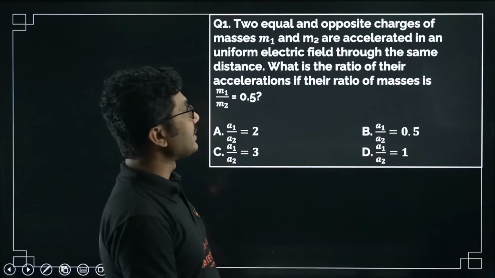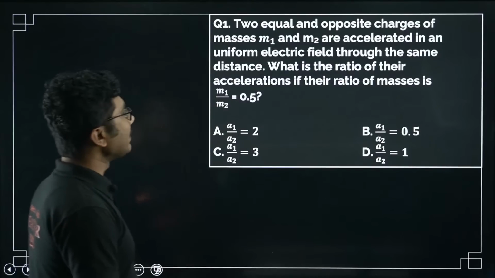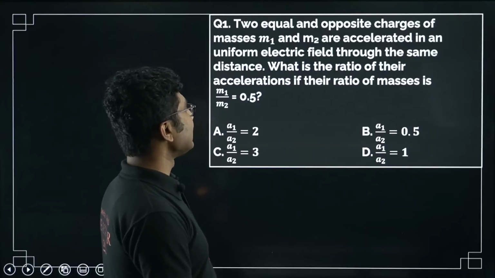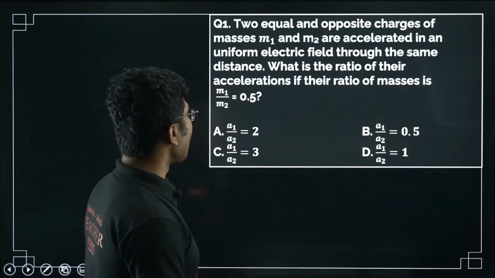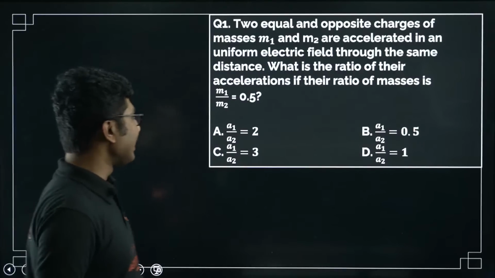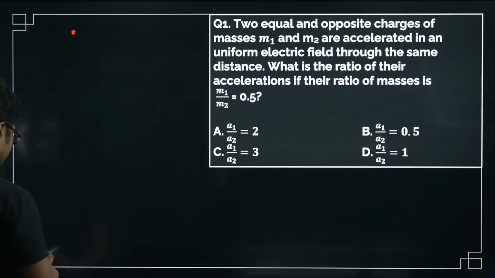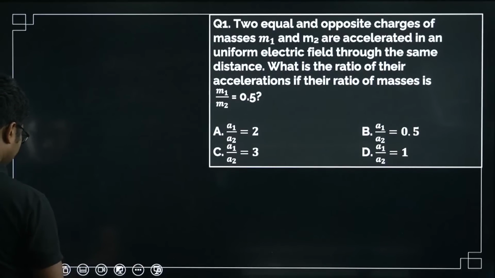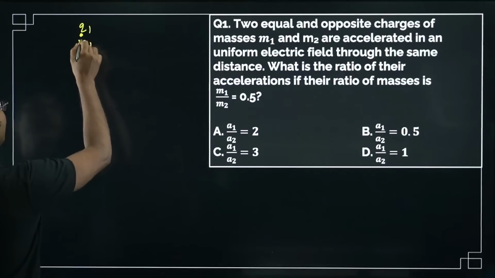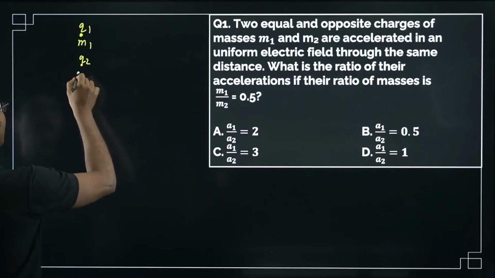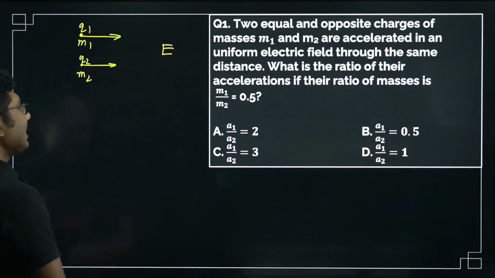Two equal and opposite charges of masses m1 and m2 are accelerated in a uniform electric field through the same distance. What is the ratio of their accelerations if their mass ratio is m1 by m2 equals 0.5? Very interesting question. What is the meaning of that? We have two charges, Q1 with mass M1, and another charge, Q2, with mass M2. Both are getting accelerated in the same uniform electric field, say E.